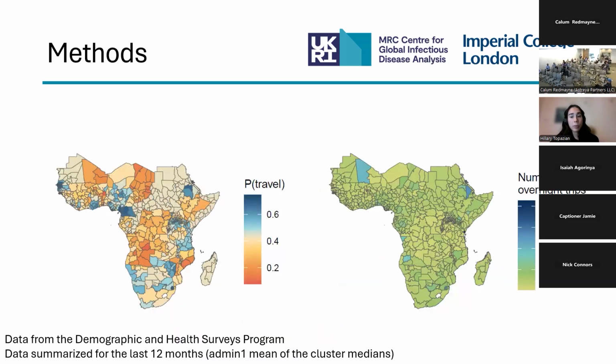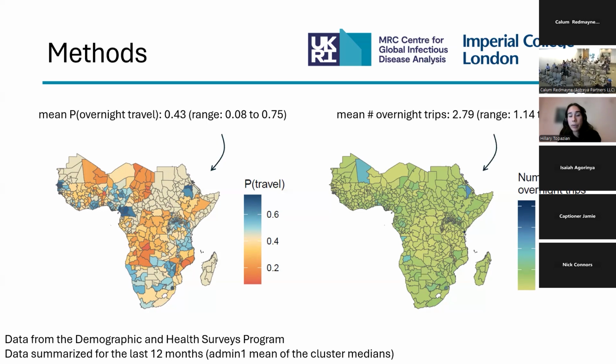And then we also incorporated 2 additional pieces of information from DHS surveys. So the first was the probability of overnight travel in each admin 1 over the last 12 months, which varied quite a bit even within countries. So a mean of 0.43, but a range from 0.08 to 0.75. And then the second piece of information was the mean number of overnight trips, which is a little bit more constant between countries.